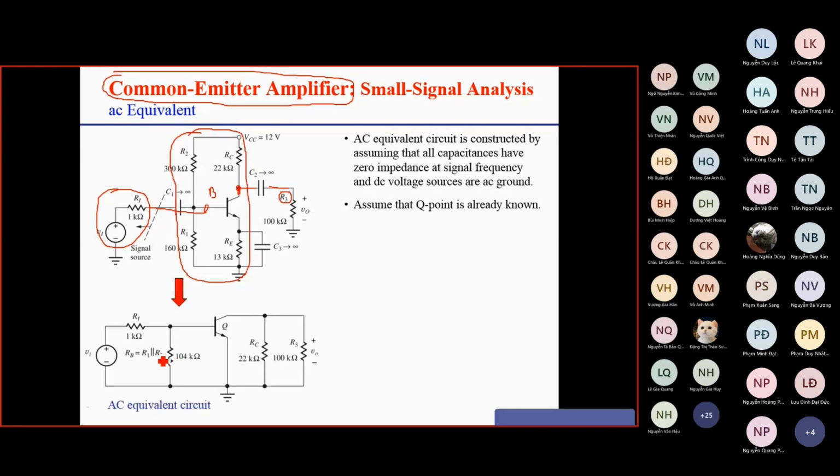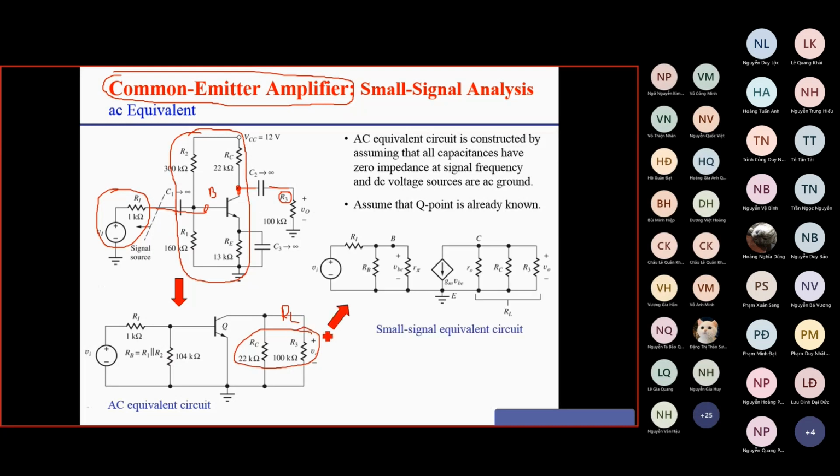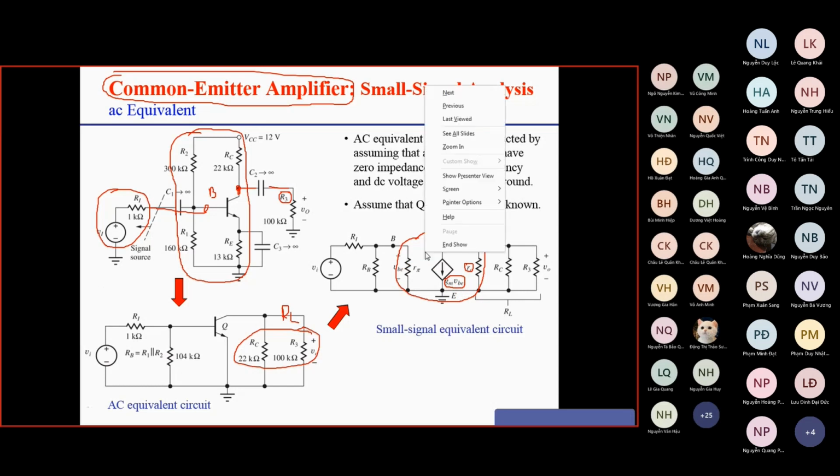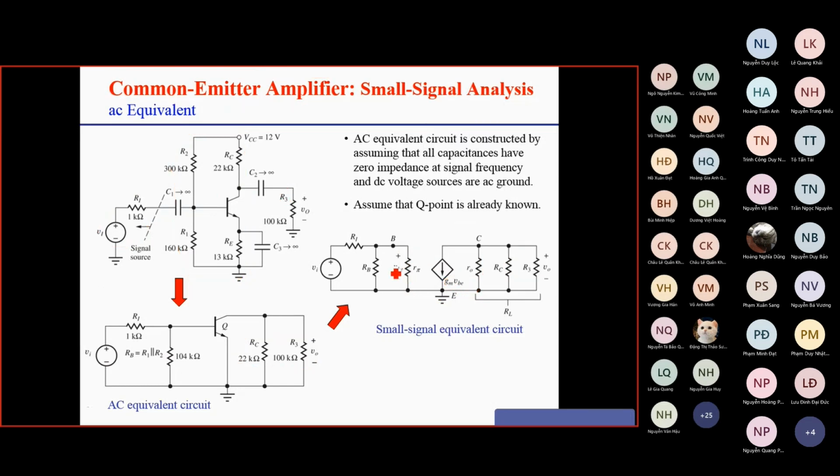Here is the AC equivalent circuit that we have considered so far. We combine it here as RL. Then we replace the transistor by a small signal model. Between the base and emitter is R pi. Between the collector and emitter, you have the output resistance R0 and the current source equal to Gm VBE. VBE is the AC voltage between terminal B and terminal E, and it's also the voltage drop across the input resistance R pi.